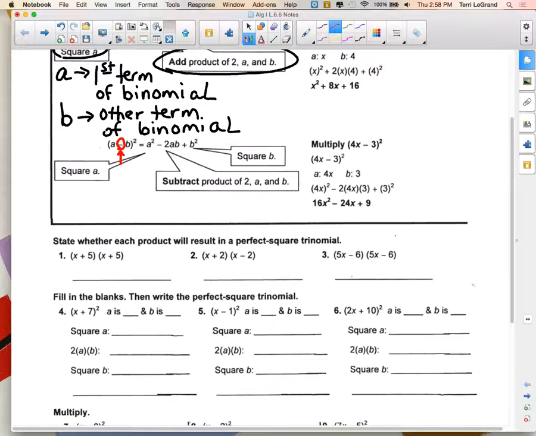So notice what's different. This time we're still going to square the a. We're still going to take the product of 2 and a and b, but notice what we're going to do. We're going to subtract it this time.